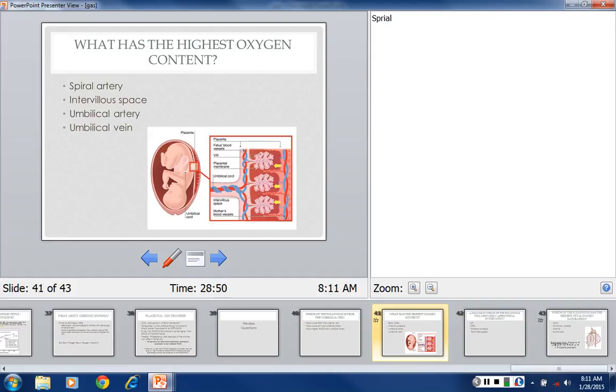It's the spiral artery, because we're asking what's the highest oxygen content. It's going to exchange in the space. Remember, mom in the spiral artery is going to have the highest oxygen content. It's going to go to the space and then transfuse across. So the spiral artery, mom, has higher oxygen content than any part of the placenta or baby.